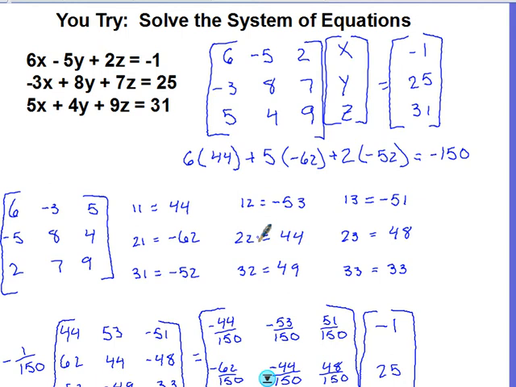Alright, so that is it for 3 by 3. You have the 5 steps for finding the inverse. Alright, and then if you're solving a system, multiply it by the right side at the end, and you'll get a 3 by 1 matrix, which is your answers.